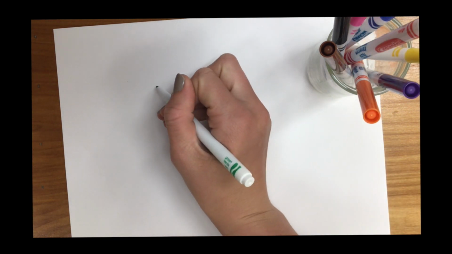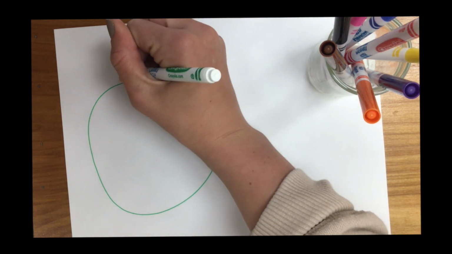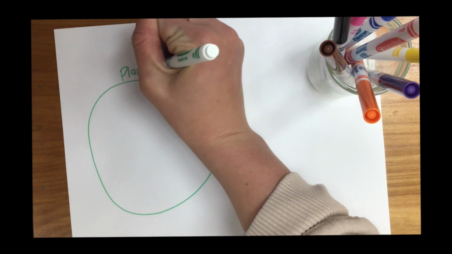For today's follow-up activity, we are going to use a Venn diagram to illustrate the needs of plants and animals that are the same or different. If you're going to follow along with me, you can get a piece of paper and a marker or pencil. We are going to make a Venn diagram to compare the basic needs of plants and animals. So I'm going to take one color and draw a circle. And I'm going to call that circle plants.